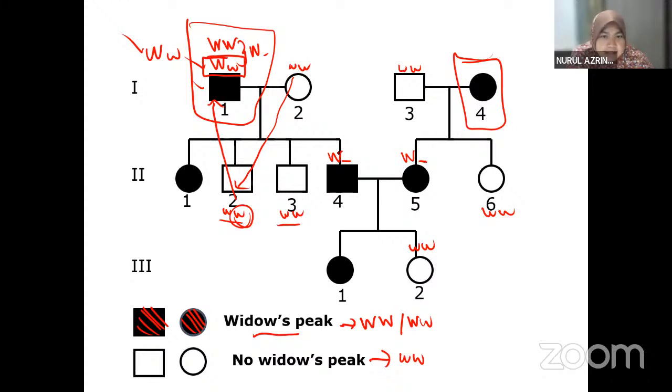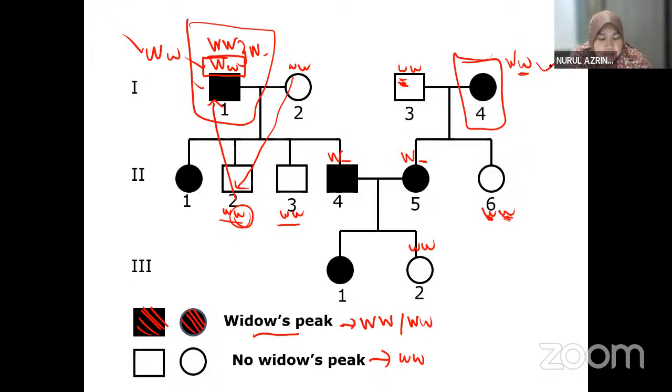Ah, 4-1. Okay, Nisa kata capital W, small w. Okay, kita check. Anak yang ni dapat satu small w daripada bapak dia, so satu small w mesti daripada emak dia. So, betul. This one is capital W, small w.